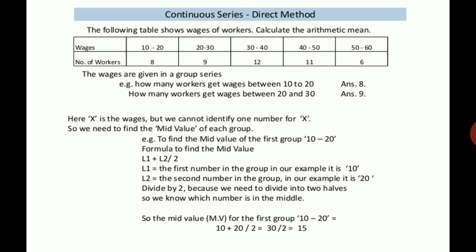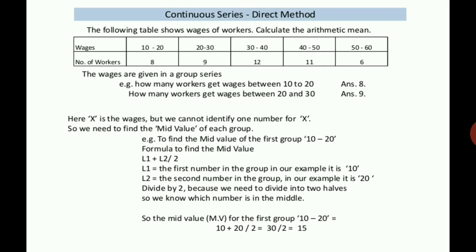That is the number of workers, and the wages in the form of class intervals, that is 10 to 20, 20 to 30, 30 to 40, 40 to 50 and 50 to 60, and the number of workers is the frequency, that is 8, 9, 12, 11 and 6. Now how is the arithmetic mean calculated by the direct method? Here also the formula is the same, that is x bar is equal to summation Fx upon n.